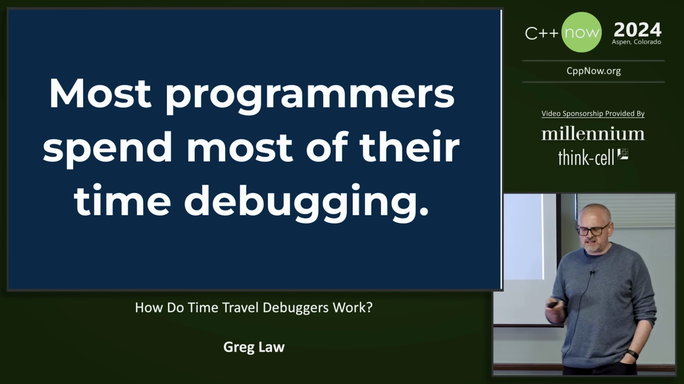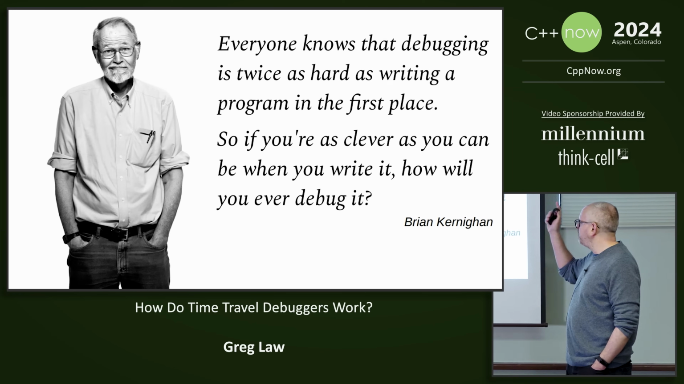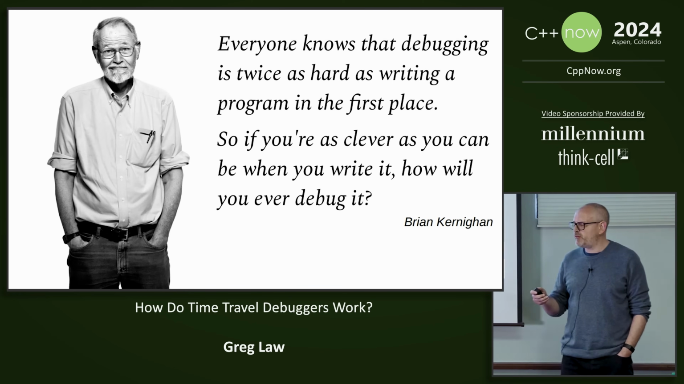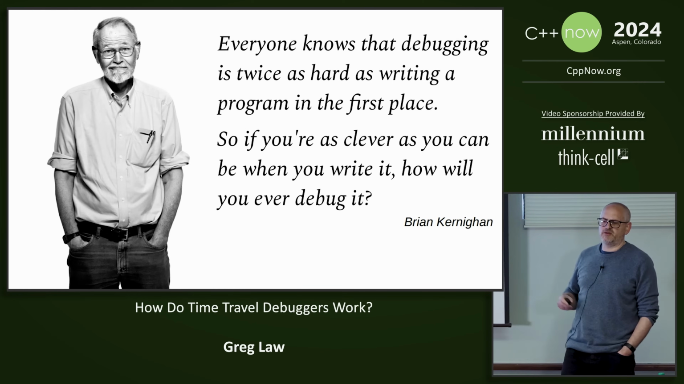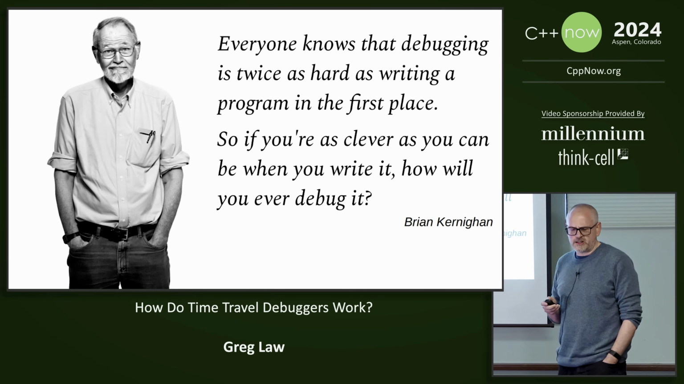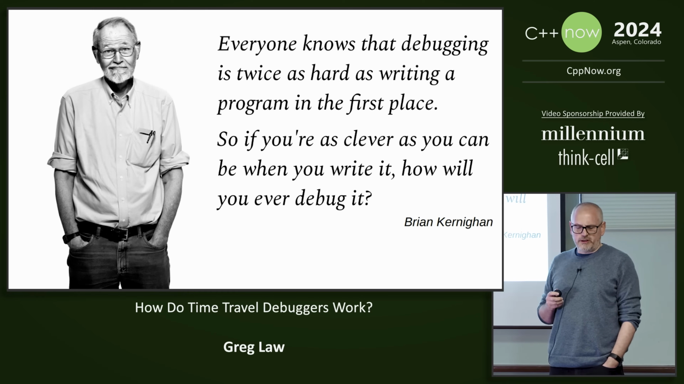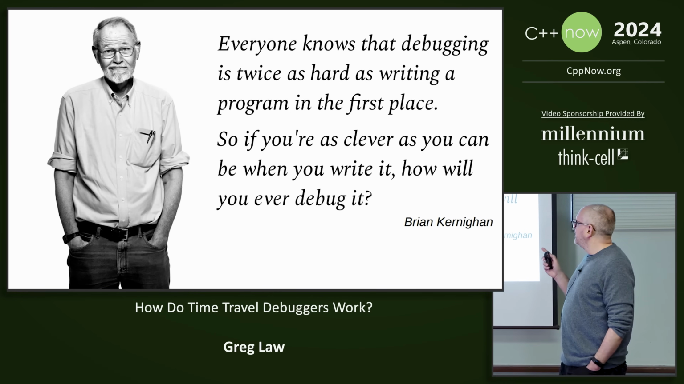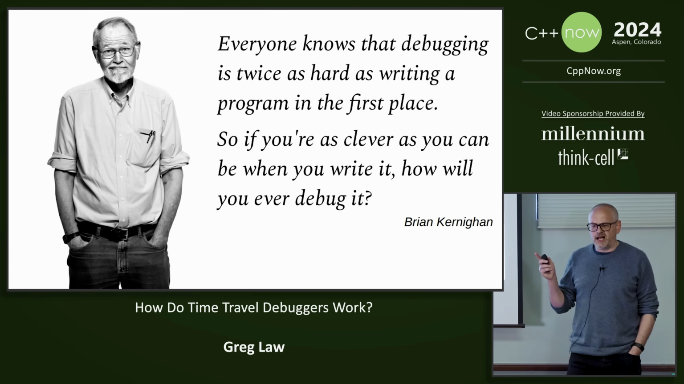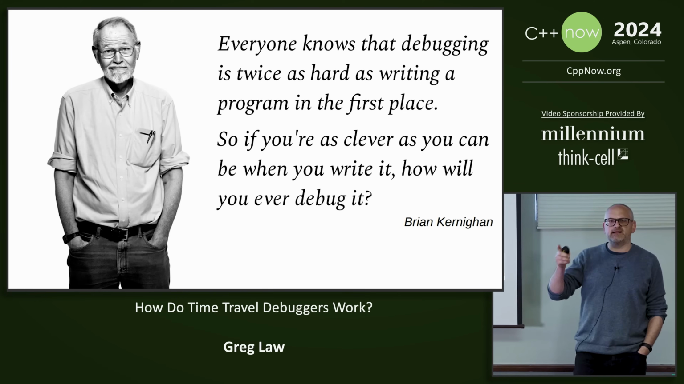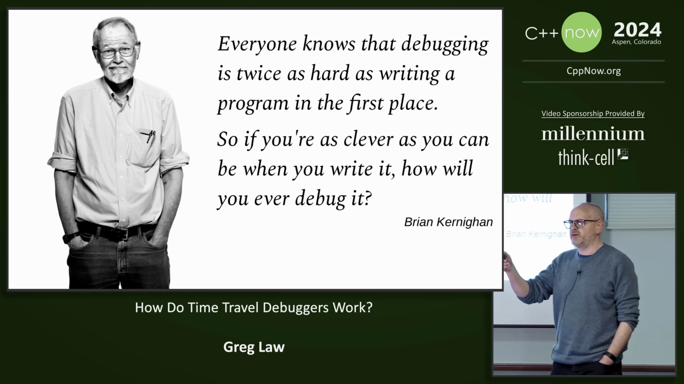So programming is about debugging. It's getting the thing to work. Brian Kernighan put it better than I can. You probably know this quote, it's quite famous. Everyone knows that debugging is twice as hard as writing a program in the first place. So if you're as clever as you can be when you write it, how will you ever debug it? Very witty. And I think what he's getting at is keep it simple. You're not quite as smart as you think you are.